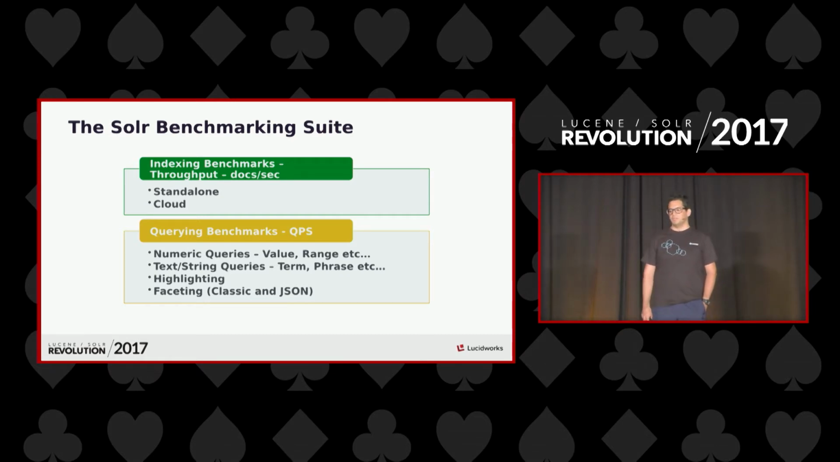There are two main aspects to benchmarking when you want to figure out the performance of Solr: indexing and querying. For indexing, the suite measures the throughput in documents per second for standalone and cloud configurations. And for querying, the suite measures the QPS for queries like the numeric query, text and string queries, highlighting and faceting queries.